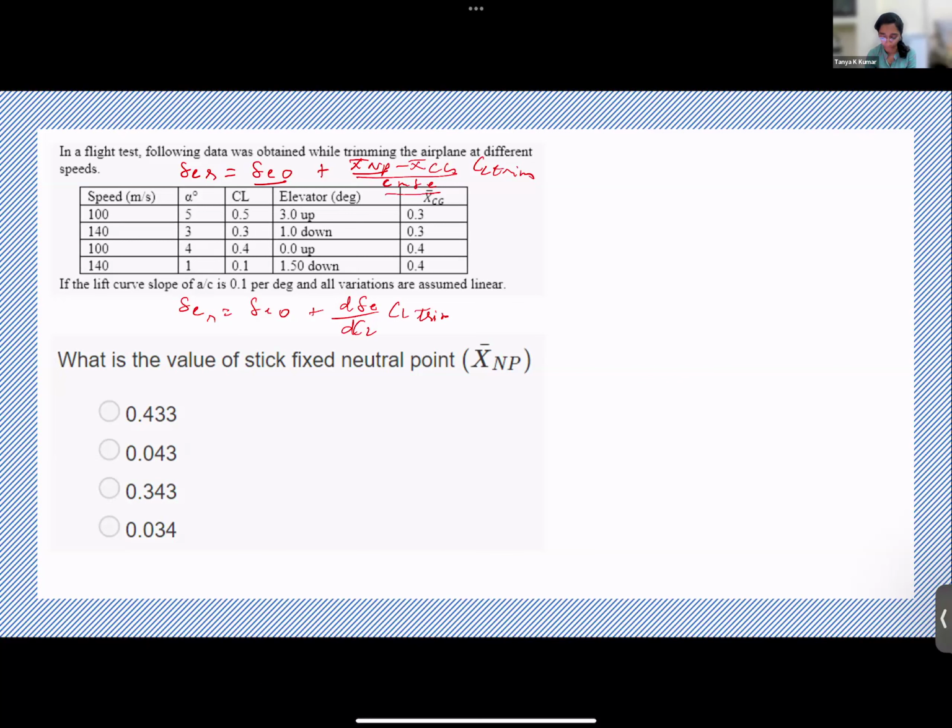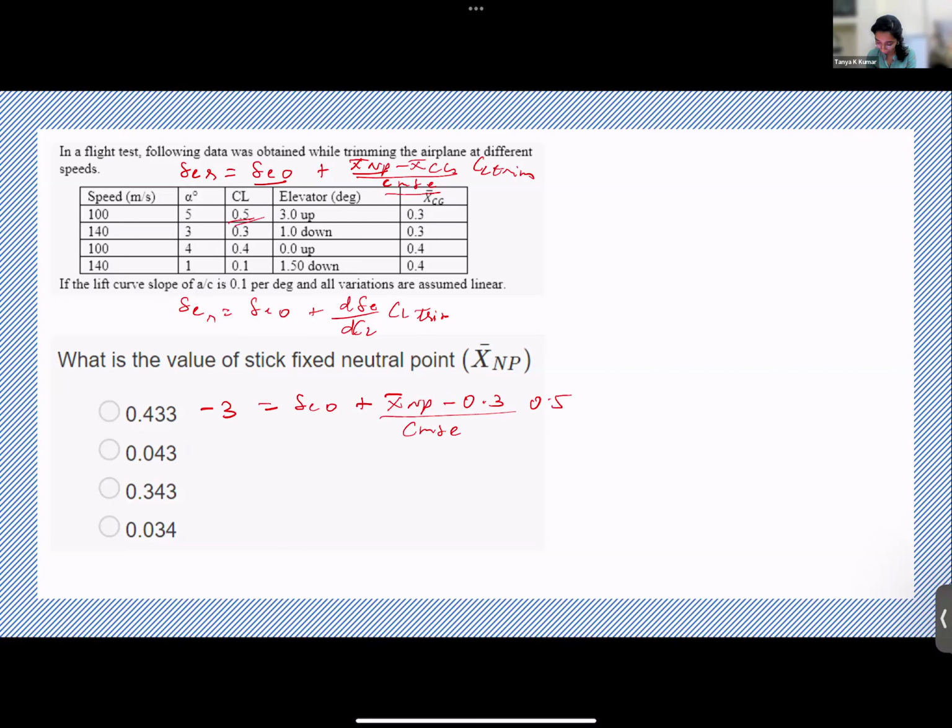So let's write it for the first one. Delta E required is 3 degrees up. Our convention is elevator deflection downward is positive, upward is negative. So you have minus 3 equals delta E naught plus x bar np minus x bar cg, which is 0.3, by Cm delta E into CL trim, which is 0.5. This is the first equation.